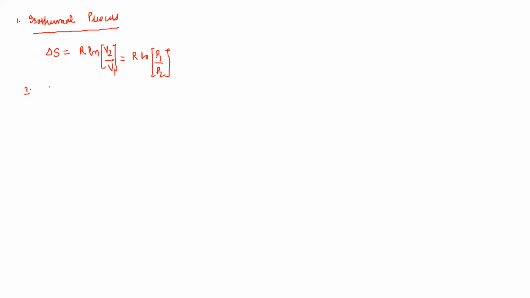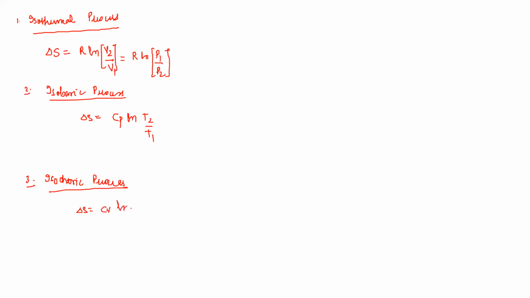Then if it is an isobaric process, so we are going to use the second equation. So we get delta S. Isobaric means constant pressure, so delta S would be Cp ln T2 by T1. Okay. Then if we move on to an isochoric process, that is a constant volume process, then in that case, you have the first equation. So delta S would be equal to Cv ln T2 by T1. Okay. Then the fourth process can be an adiabatic process.